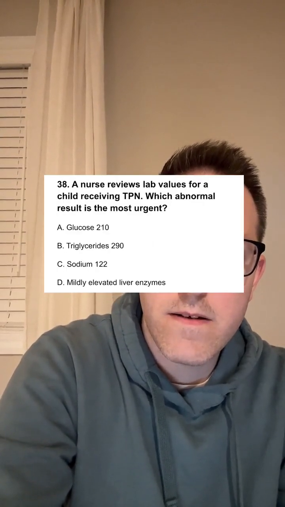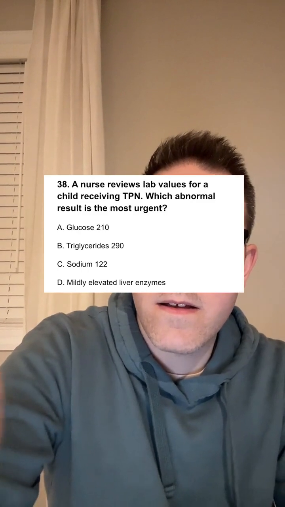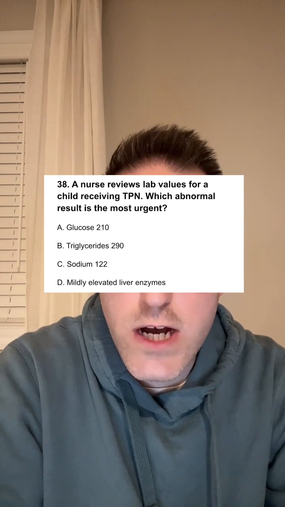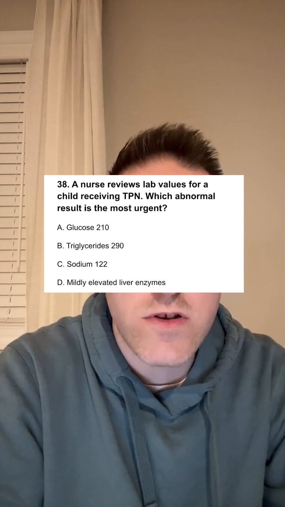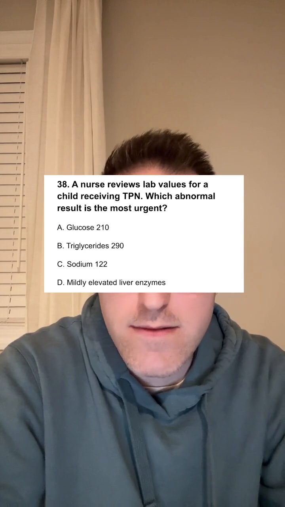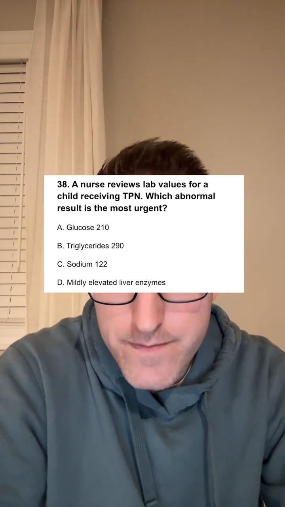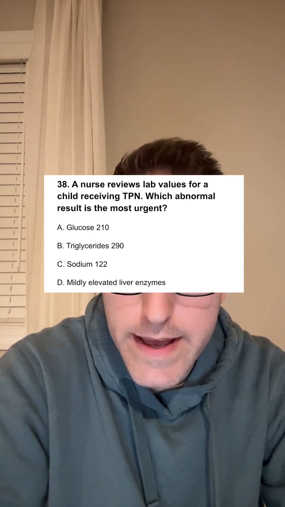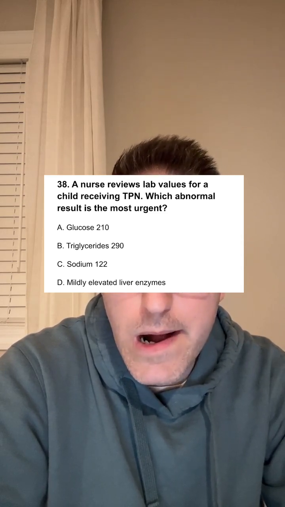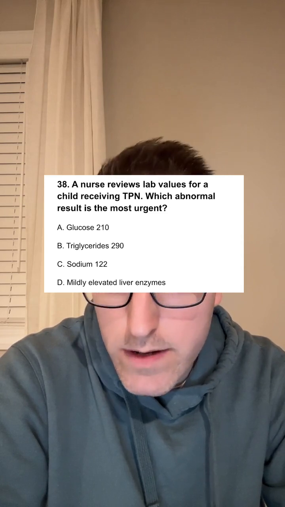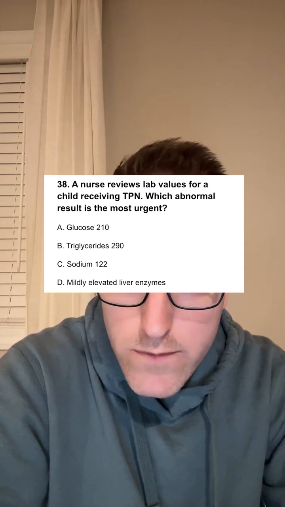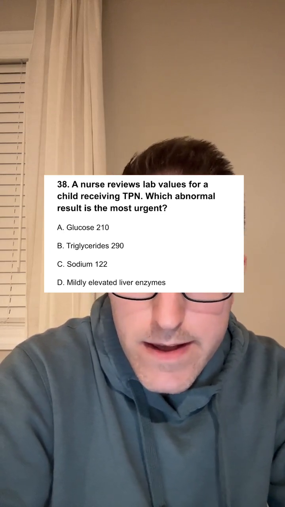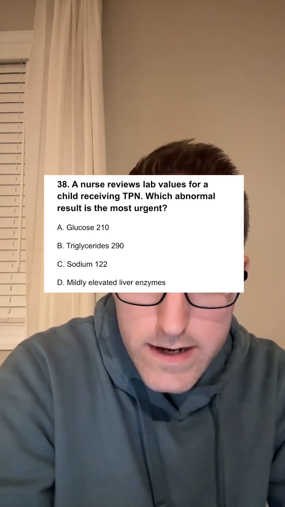38. A nurse reviews lab values for a child receiving TPN. Which abnormal result is the most urgent? I thought I was going to see a majority of one answer, but the majority of you are picking C here, and that's going to be correct.